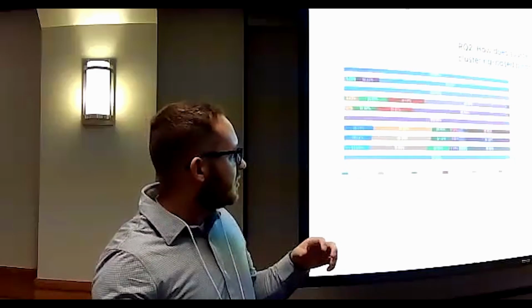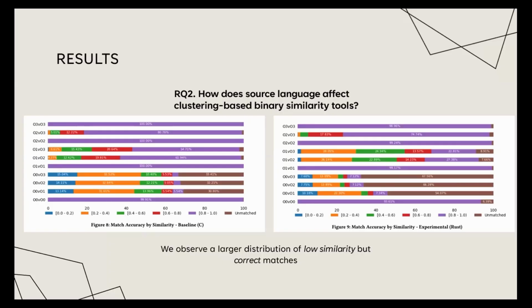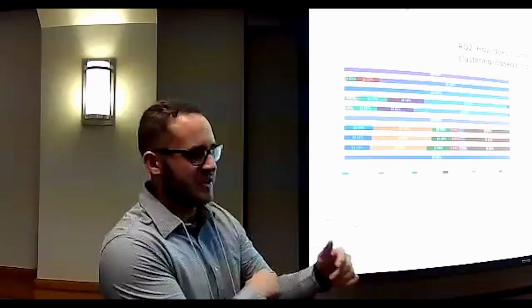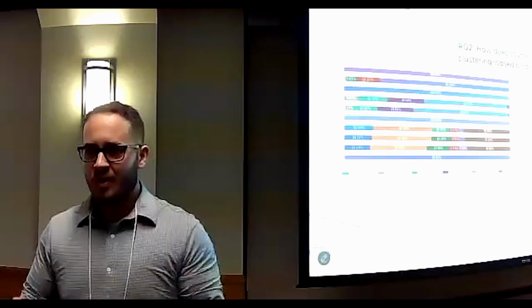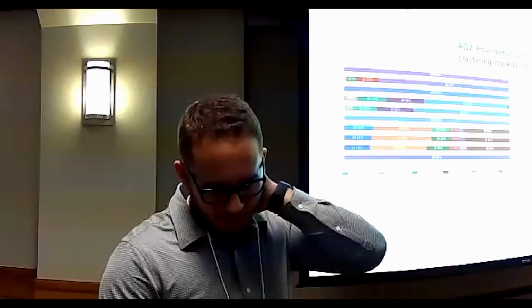So we wanted to further partition out these results and see, okay, is similarity lower on average in Rust than C? We see the same thing. What's interesting again is the O1 to O3 and O1 to O2 results. We have correct matches returning anywhere from 0 to 50% similar. So these are saying this is the correct function, but they're only 50% similar, or only 40% similar, which was a concerning result for us.